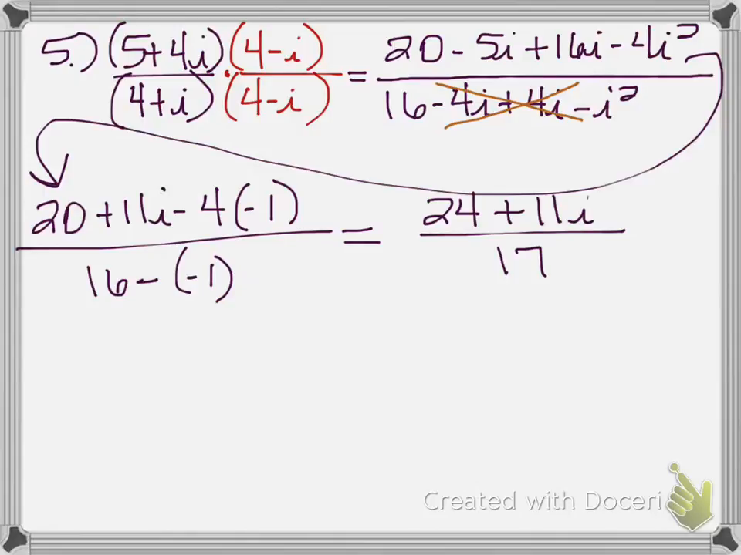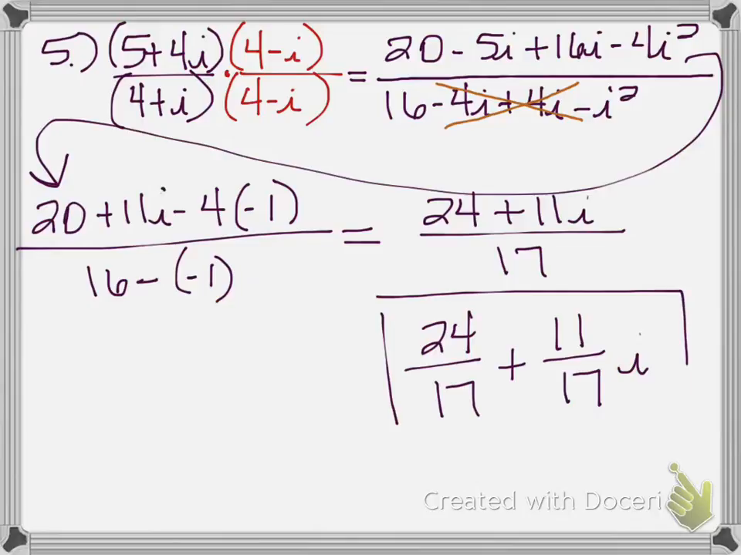So now we're pretty much done. We just have to put it in a plus bi form. So that's going to be 24 over 17, plus 11 over 17. I'm going to double check that. Yep, that's right. And if you put that in your calculator, you'll get the right answer too.